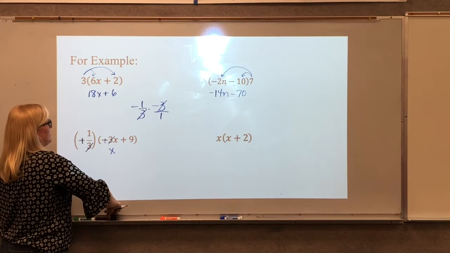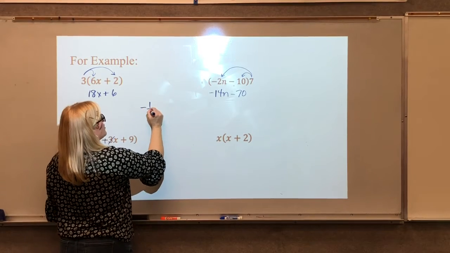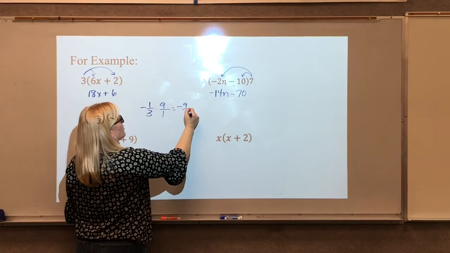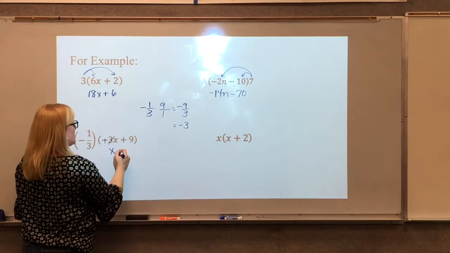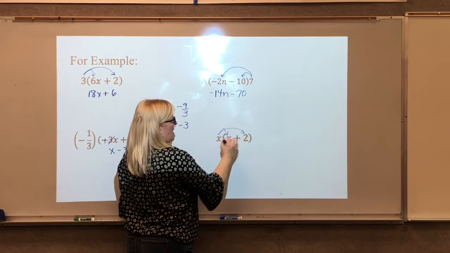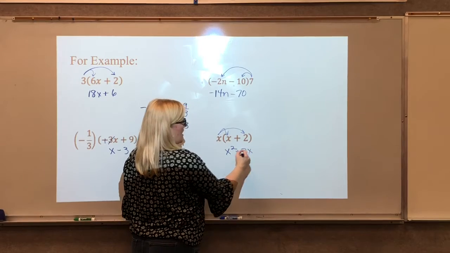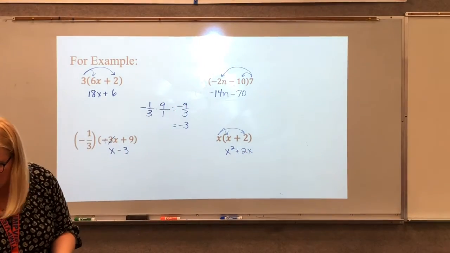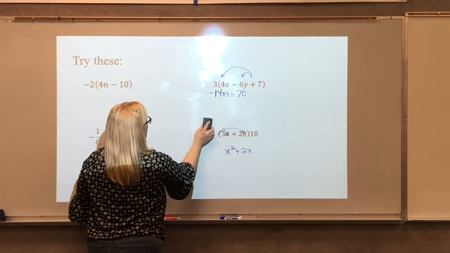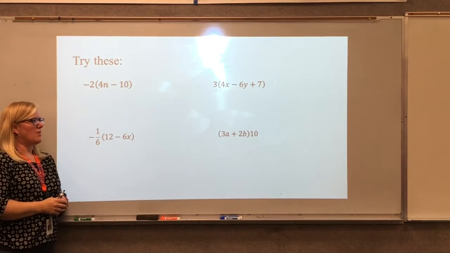And then negative 1/3 times 9 gives me negative 9/3, which is negative 3. So this is x minus 3. And then of course here, x times x is x squared, and x times 2 is 2x. All right, so I want you guys to try these. So get out your paper. Hopefully your paper's already out, you've been doing those, but go ahead and give these a try and pause.